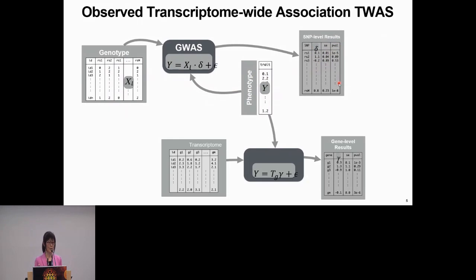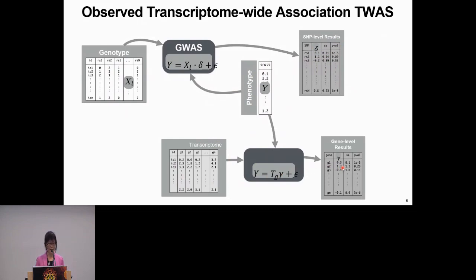So why not run a gene-level association study? You can measure the transcriptome and run association between your phenotype and gene expression levels, one gene at a time, the same way you do it with the genotype matrix, and you would end up with a gene-level association table. That would be more informative than the SNP-level association table.